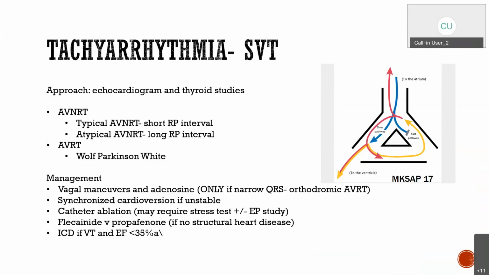So vagal maneuvers are your mainstay. If someone's unstable, that's an indication for cardioversion, but otherwise these people usually end up getting an EP study and getting catheter ablation after that.